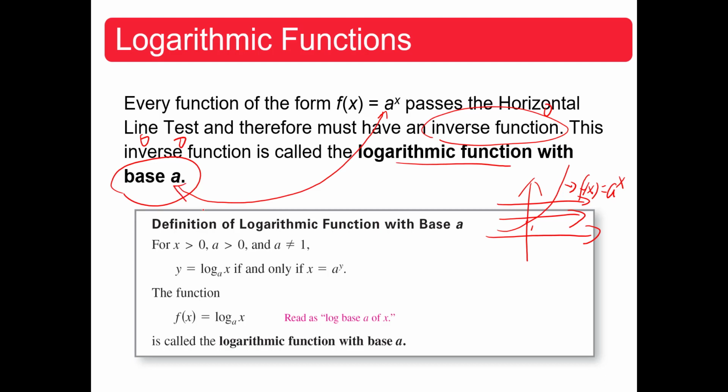So our definition of a logarithmic function with base a, when x is greater than 0, a is greater than 0: y equal log base a of x if and only if x equal to a to the y. So meaning a logarithm can be converted back to the exponent. Taking the base raised to the y power, that becomes x. And this f of x equal log base a of x, so logarithm function with the base a. And a could be any number greater than 0. a cannot be 1.